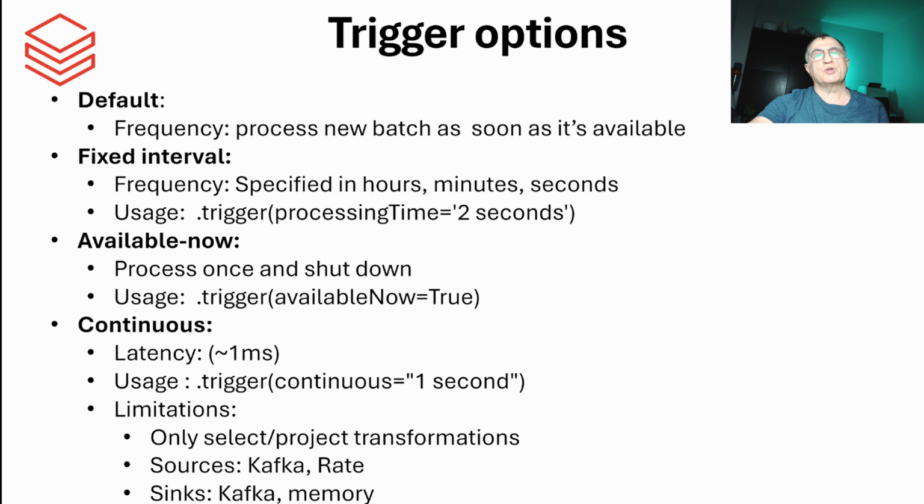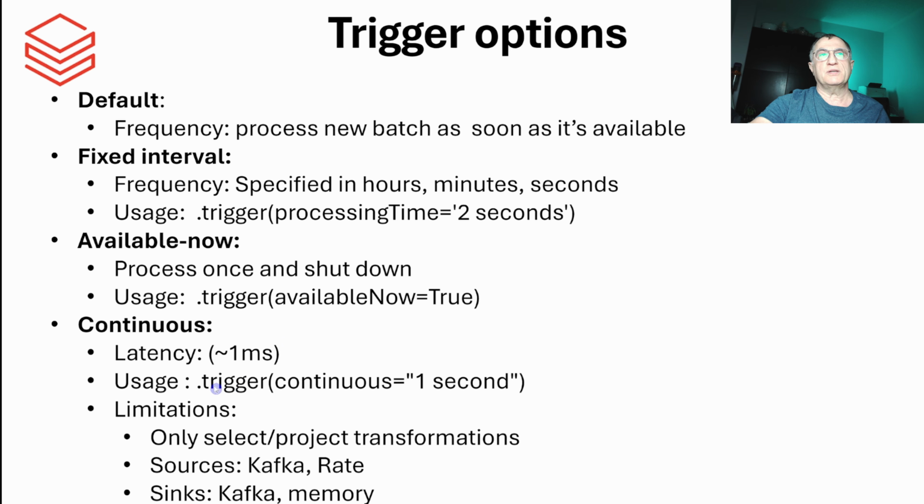Another useful option is availableNow. It allows you to process all the available input data and shut down the streaming. This option is useful if your data is not continuous and you want to run your streaming on an on-demand basis. So here's the syntax for using this option. This could also be a great option if you want to implement your batching pipeline in a streaming fashion, as I mentioned earlier. Another available option is the continuous option. This is the fastest processing method. By using this, you can achieve latency as little as 1 millisecond.